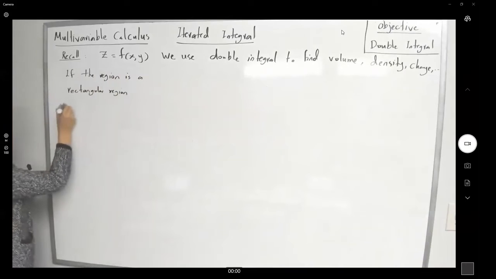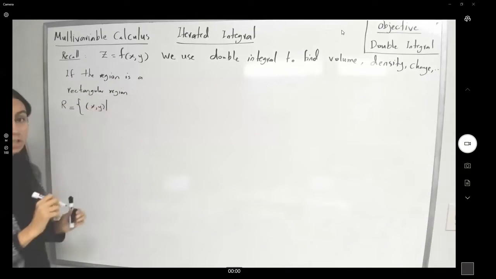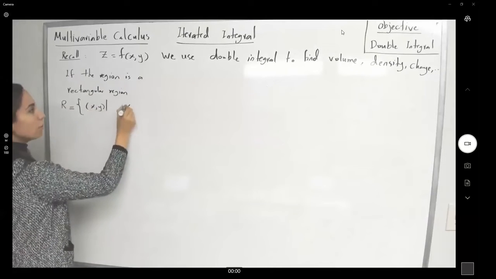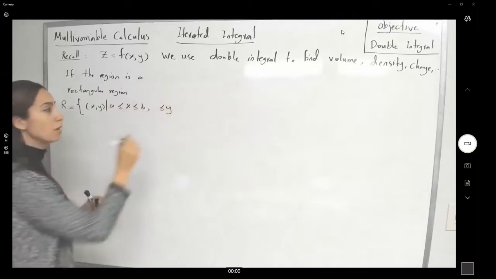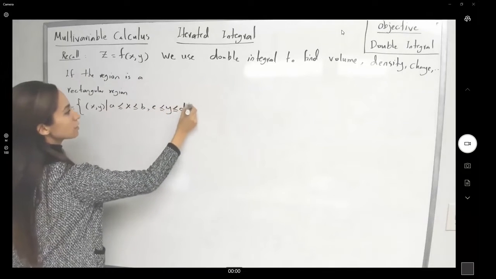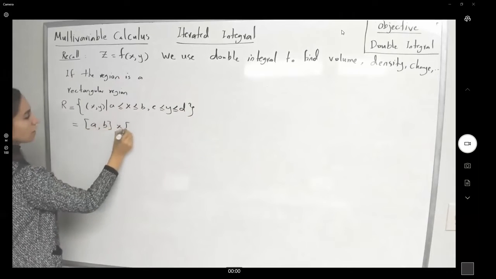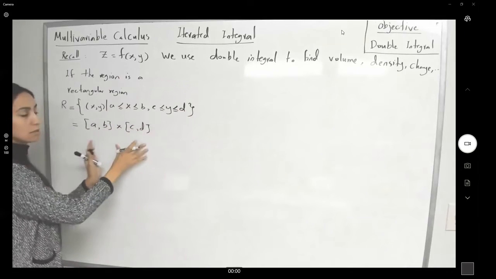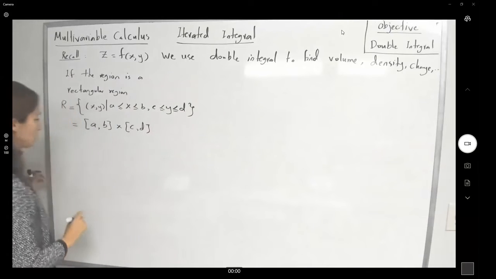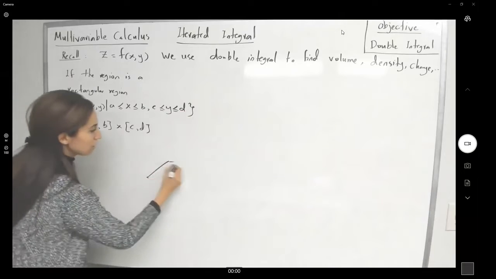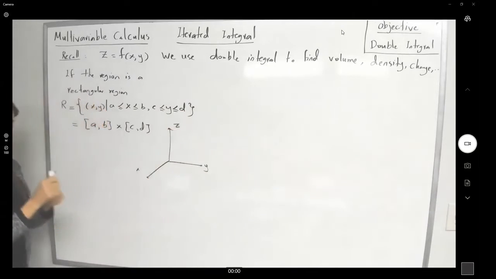remember the definition of rectangular region: R equals the set of points X and Y such that X is bounded between two fixed numbers A and B, and Y is bounded between two fixed numbers C and D. We can represent this by [A, B] cross [C, D]. This represents a rectangular region in the plane. So the visualization is going to be like this. You have X, Y, Z, and this is your region down here.